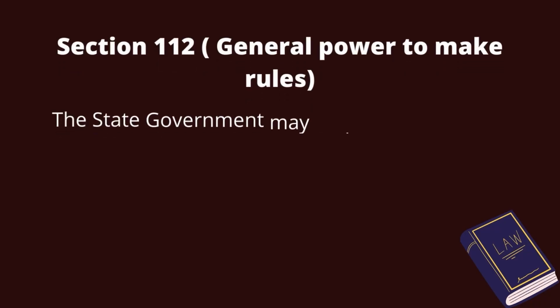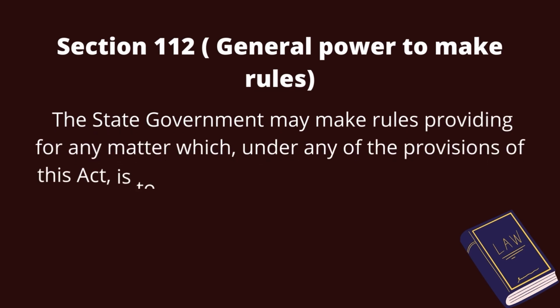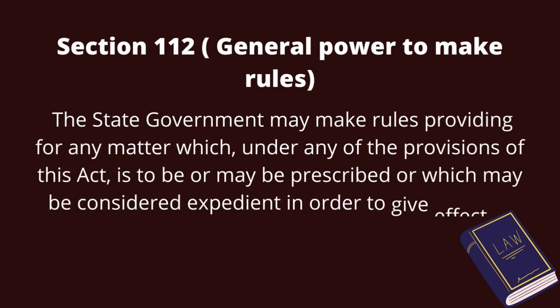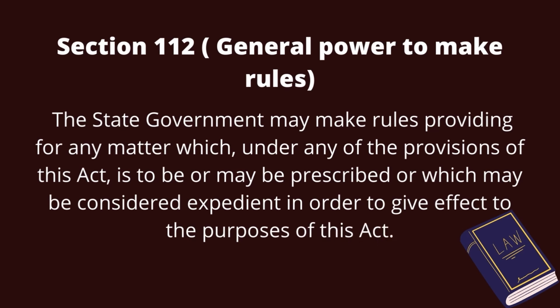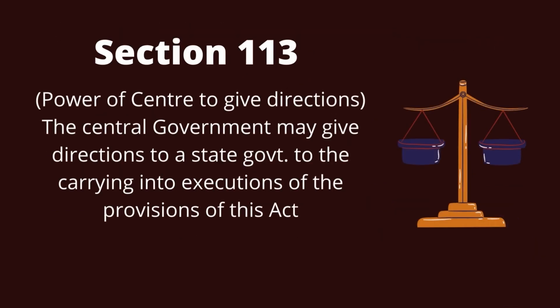We come to section 112. This is the general power to make rules. The state government has been provided with the power to make rules for any matter which under any of the provisions of this act is to be or may be prescribed or which may be considered expedient in order to give effects to the purposes of this act. However, under section 113, the center has the power to give directions to the state government for carrying out the executions of the provisions of this act.